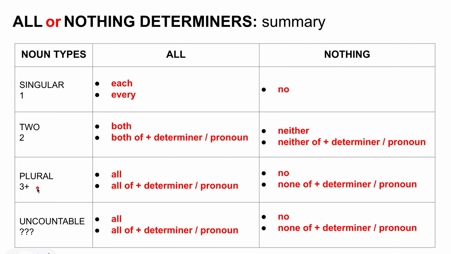For plural, or more than two, we use all and all of, and no and none of. Once again, all of and none of before determiners and pronouns. And for uncountable nouns, we use all or no. And again, if we have a determiner or pronoun, we use all of or none of before determiners and pronouns. Anyways, this concludes my presentation.